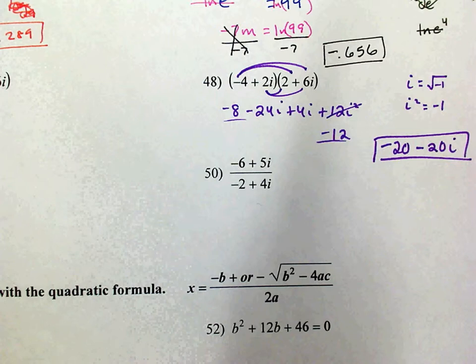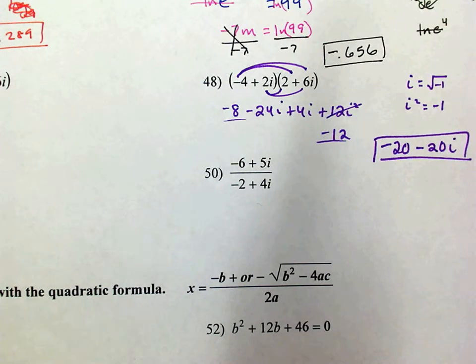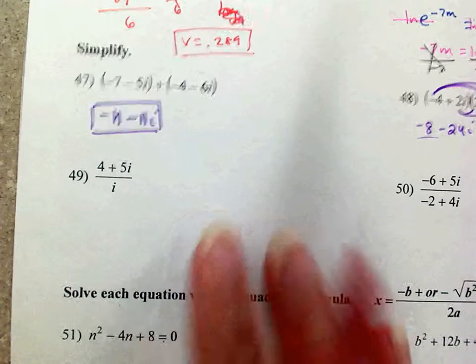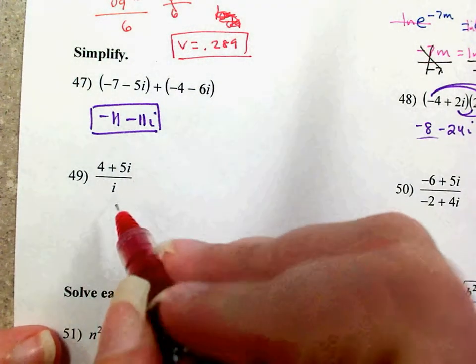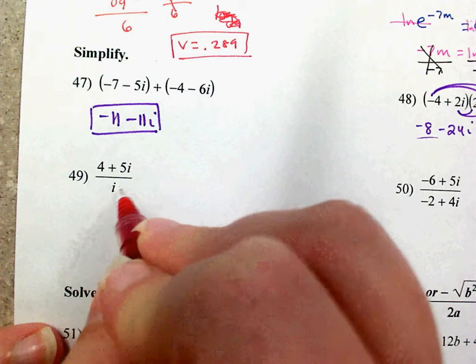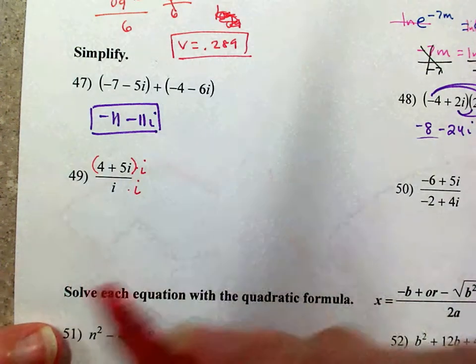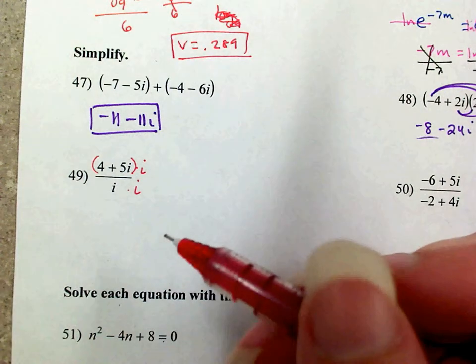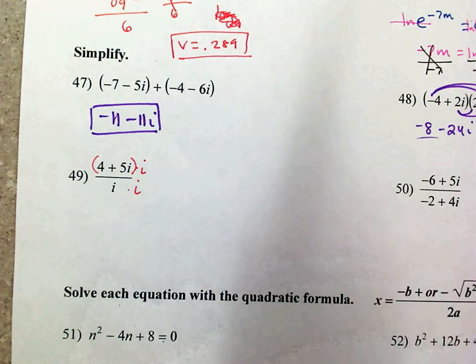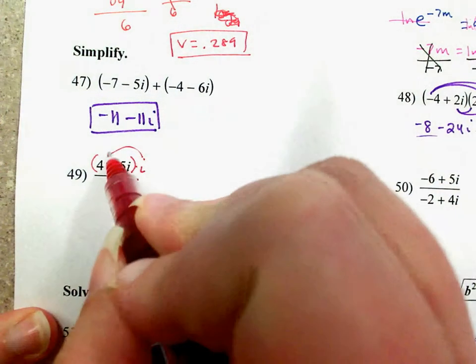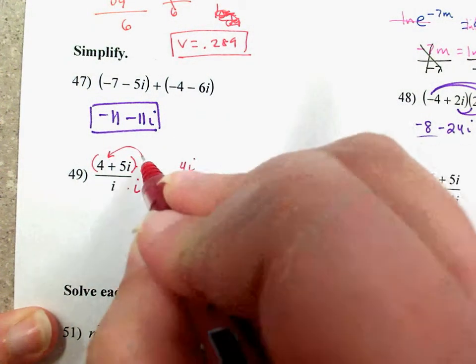Okay. Now, when you have division by imaginary numbers, you can't have an imaginary number in the denominator. So in this case, all we've got to do is multiply by i on top and bottom. It might actually be easier to think about as multiplying by negative i, but we'll just go ahead with this. I've got 4i. I've got 5i squared. And I've got i squared.